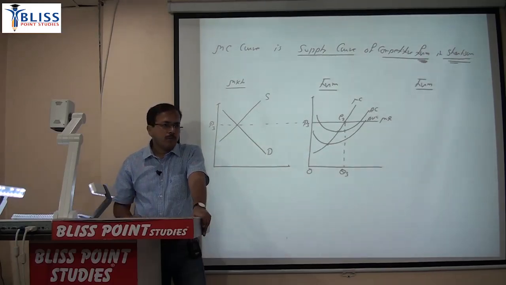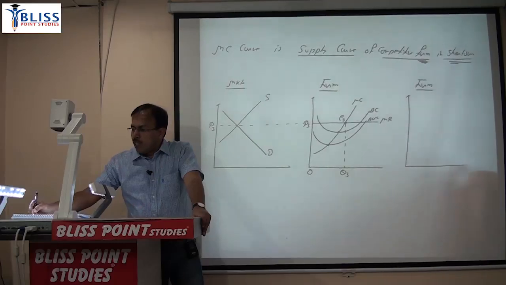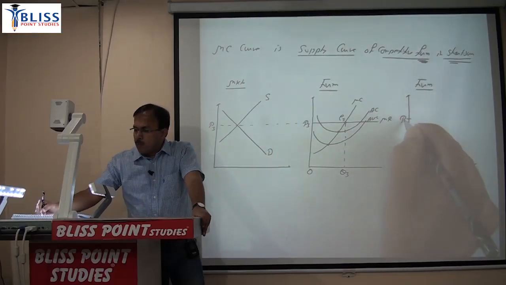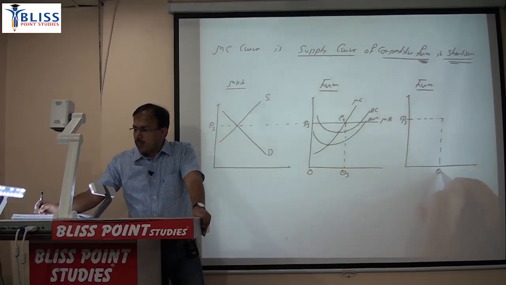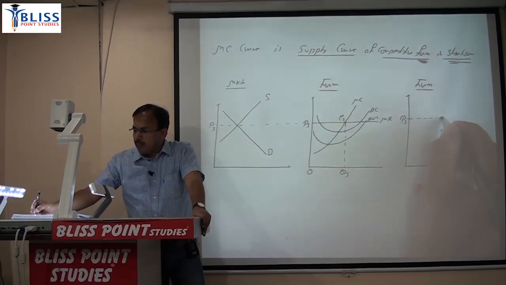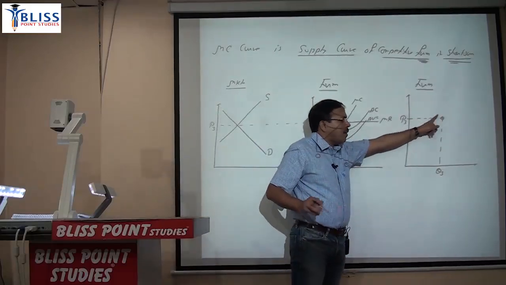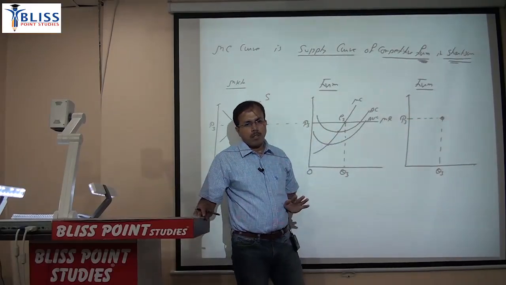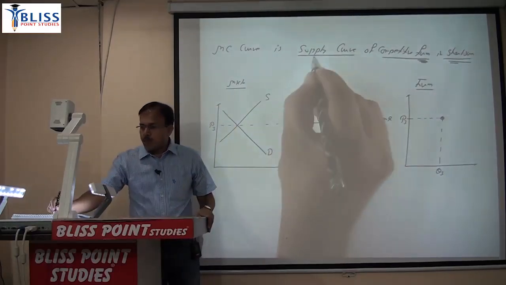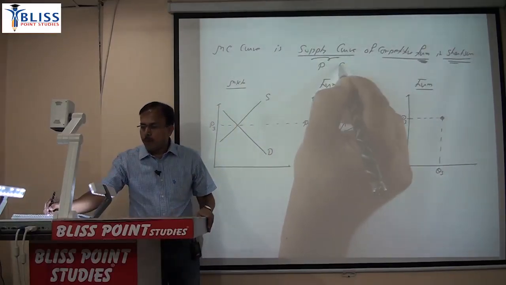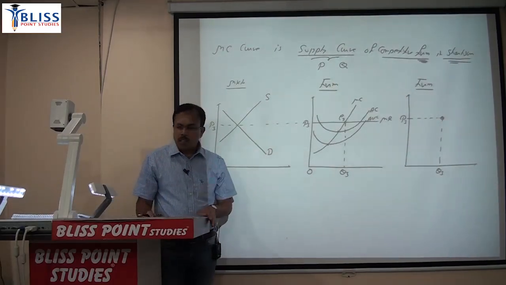Clear? If you have to plot that point only, at price P3, firm is supplying quantity Q3. This is the point. I plotted point E3 here. So I have one particular relationship now. Supply curve is supposed to explain relation between price and quantity. So what will be the relationship? I will have to derive it.